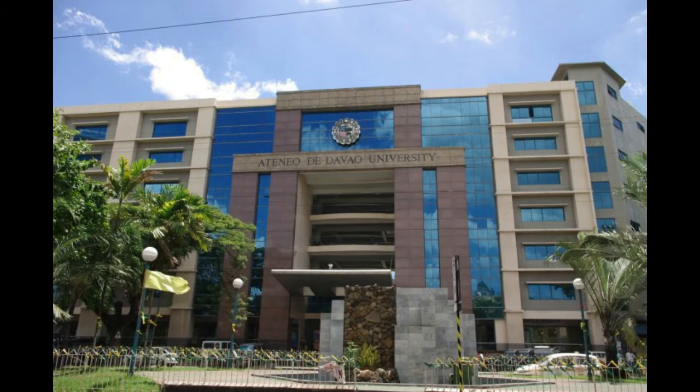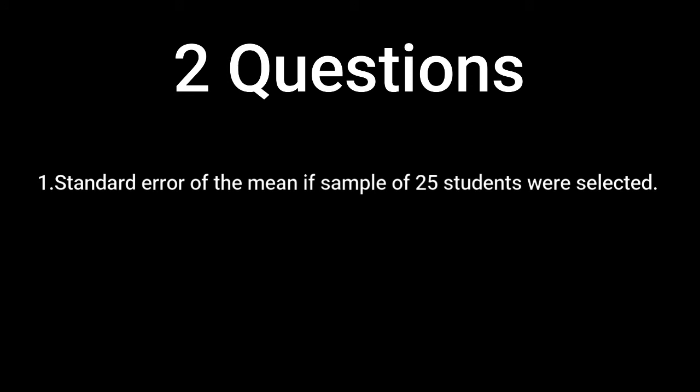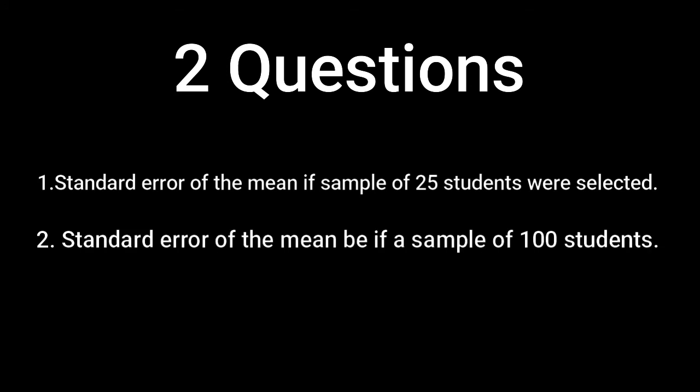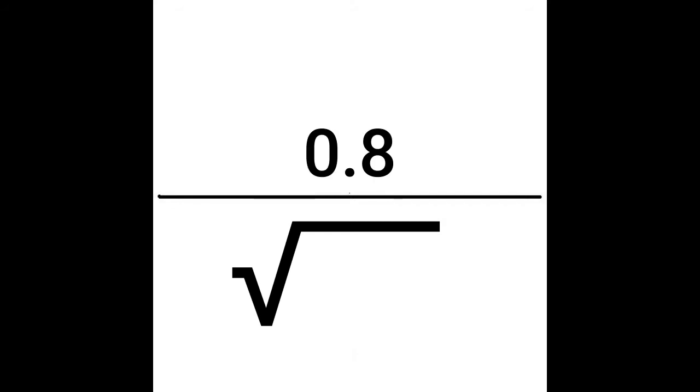In a campus, the mean age of the students is 20.5 with a standard deviation of 0.8. We have two questions right here. Number 1: the standard error of the mean if a sample of 25 students were selected. Number 2: the standard error of the mean if the sample is 100 students. For the first question, we copy the formula of the standard error of the mean and put 0.8 on the top and the square root of 25 below. Our answer would be 0.16.